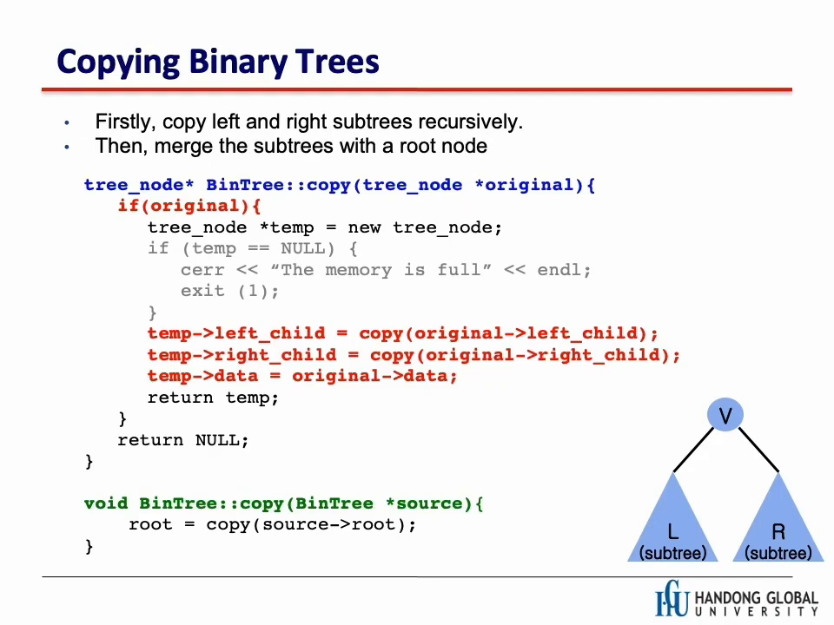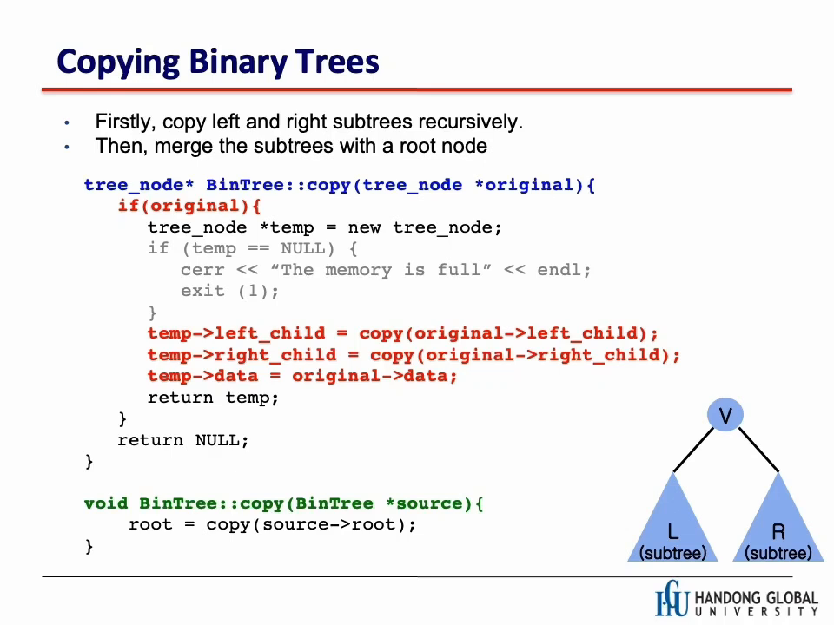By these two statements, we copy the left subtree and the right subtree. Remember, temp is a pointer to one new node, and temp has two pointers and one data field. Temp's left child will point to the left subtree, and right child will point to the right subtree. Then data will copy the original's data. And we return temp. So this is a recursive solution.